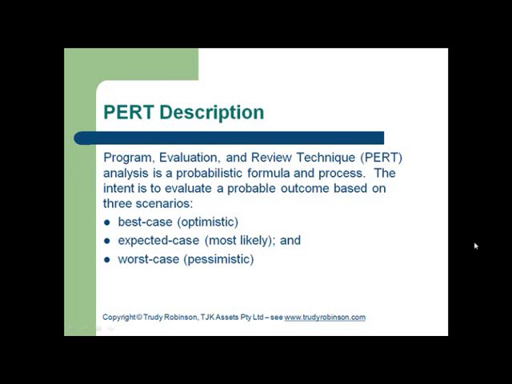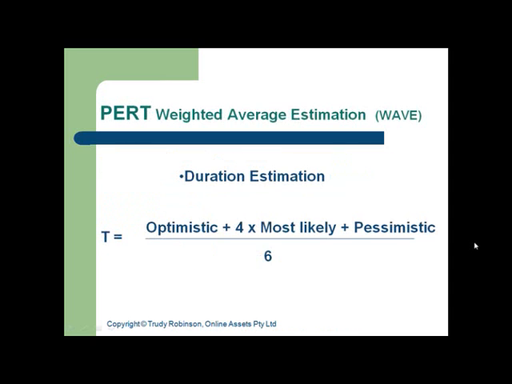The formula and process is based on having three values: the best case, commonly known as the optimistic, the expected case, which can also be known as most likely, and the worst case scenario, which is pessimistic. This can be used for both timeline analysis and cost analysis. The formula used to undertake this calculation is the optimistic value plus 4 times the most likely value with the addition of the pessimistic value, divided by 6.